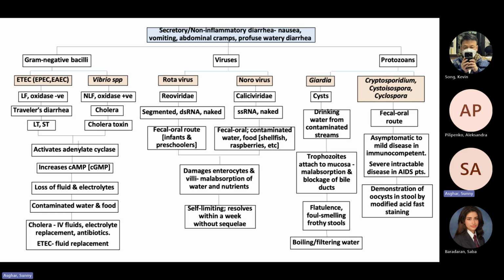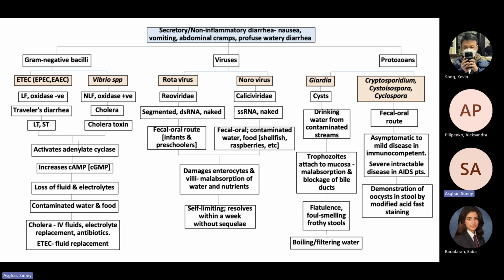And so when we have an increase in cAMP, that's going to lead to a loss of fluids and electrolytes. When a person vomits or has diarrhea, they're losing electrolytes and fluids. That could be because of being exposed to, or eating or drinking, contaminated water and food. One of the ways you can combat ETEC specifically is by giving them fluids. You want to give people who have diarrhea or vomiting electrolytes and fluids.